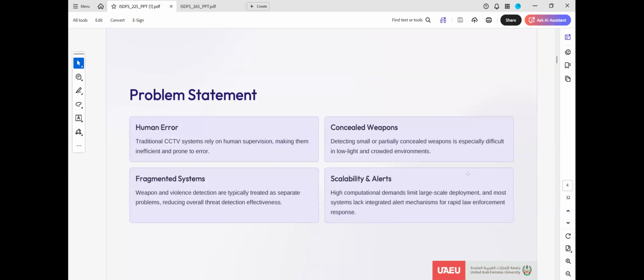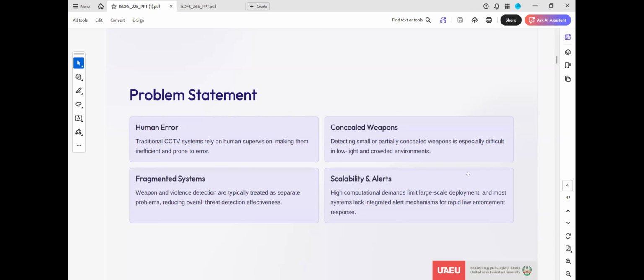For example, human error, because the traditional system relies on the human method. In case I'm the CCTV monitoring management person and any incident happens, I have to check everything from scratch. So it takes delay. That is one problem. And concealed weapons, for example, small or partially concealed weapons are very difficult to find in low light or crowded environments.